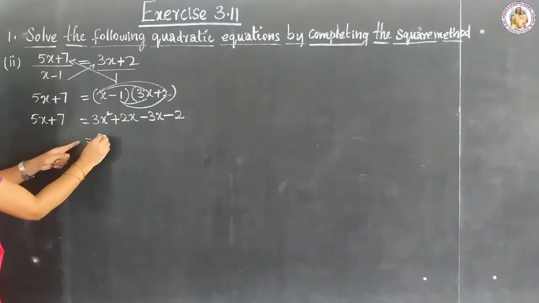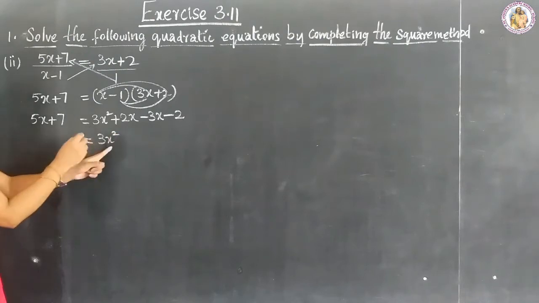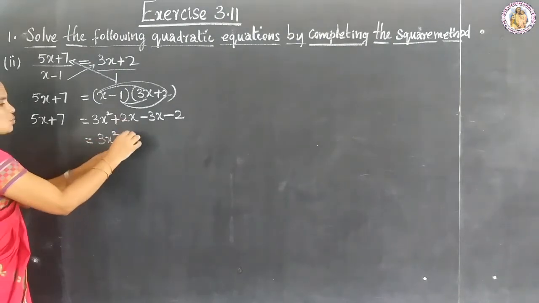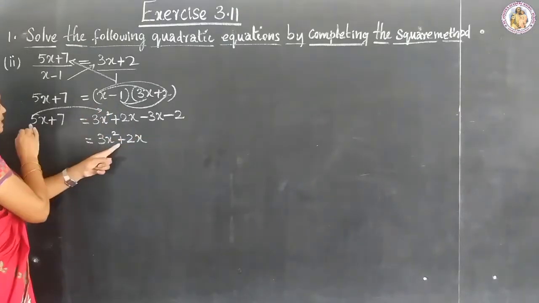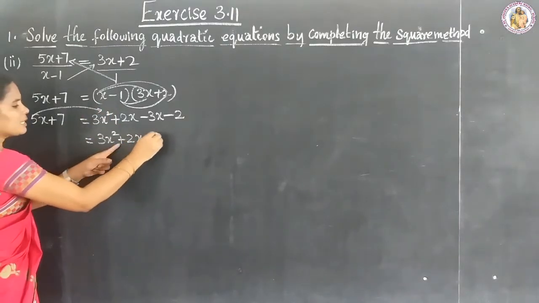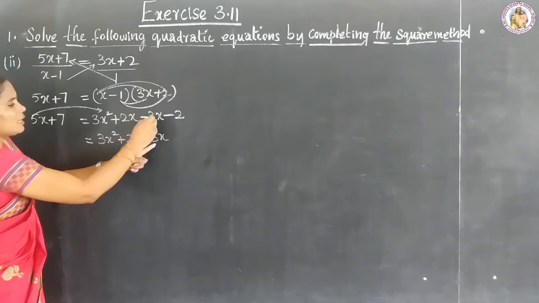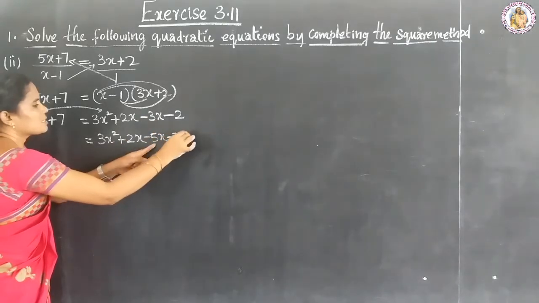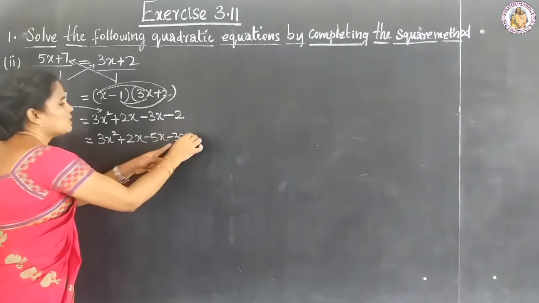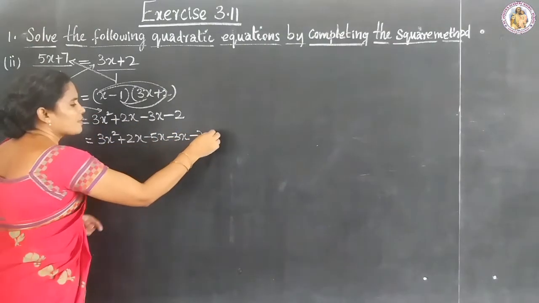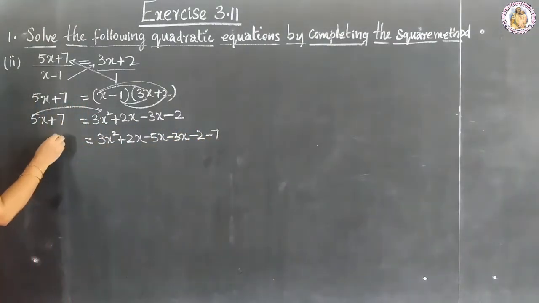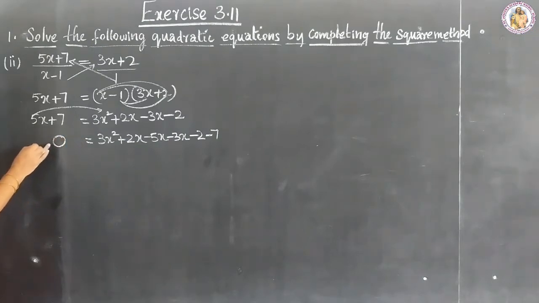So 5x plus 7 is equal to 3x square plus 2x minus 3x minus 2. Here we have plus 5x; when it comes to the right side it becomes minus 5x. Again, minus 2 and plus 7, when moved, becomes minus 7. After taking all the terms to one side it becomes 0.